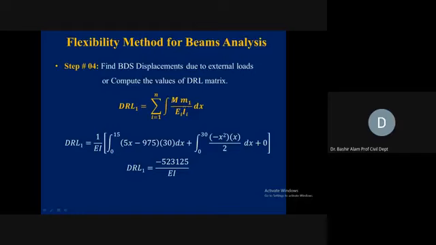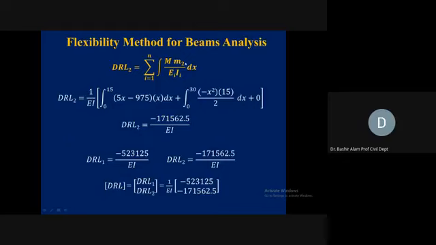DRL2 now will become the product of capital M times m2 divided by EI dx. So here we see m2 is the same, 0 to 15 for member 1, 5x minus 975 times, how much is m2? This is x now. Member 2 is coming here, again this is because of the 2I. And here it is 0 times the m2 values, so it is giving 0, so DRL2. We found DRL1, DRL2, and we record those values here.